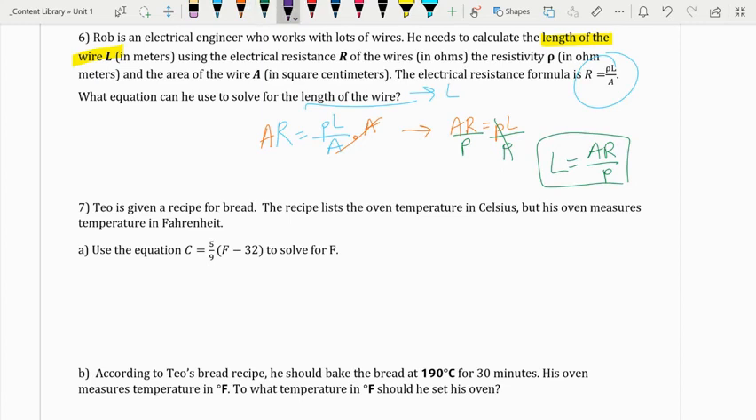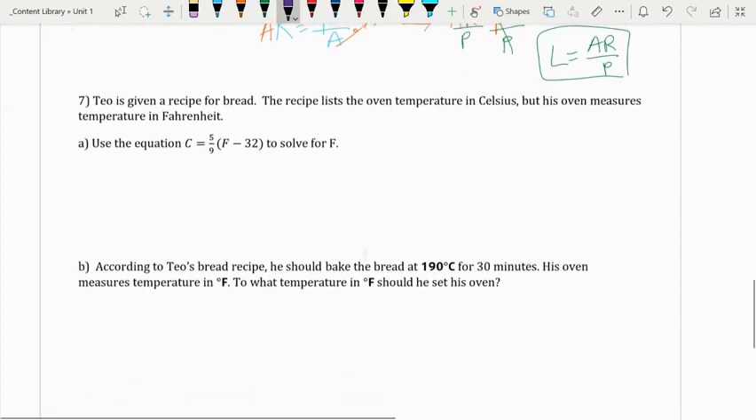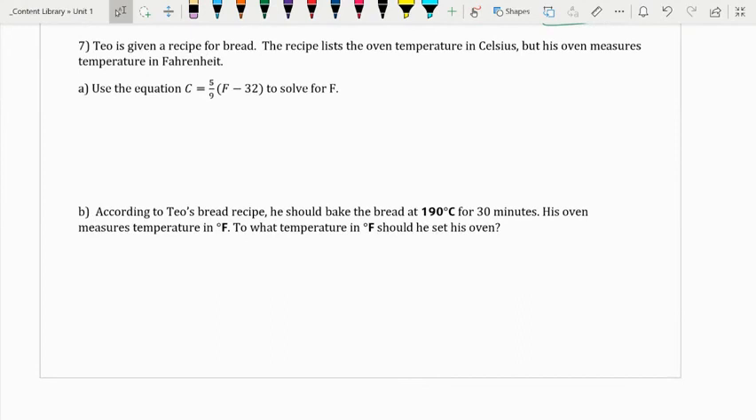Number 7 says Tio is given a recipe for bread. The recipe lists the oven temperature in Celsius, but his oven temperature is in Fahrenheit. Use the equation C equals 5 over 9 F minus 32 to solve for F. So the first thing I want to do is get rid of 5 over 9. You can do this in 2 steps or just one. I'm going to do it in just one.